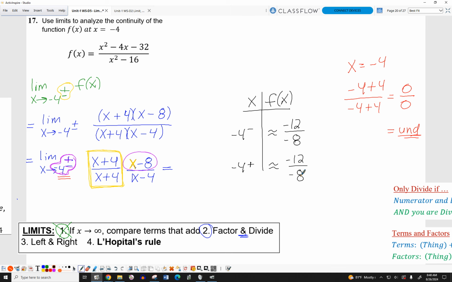That's it. You can leave it like that if you want. You can reduce it if you want. We have found the limit. As x becomes closer and closer to -4, either a little more or a little less, the limit is exactly -12 over -8. We have analyzed the limit. Questions?